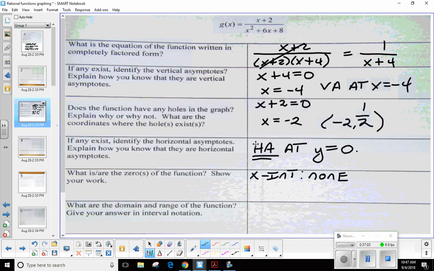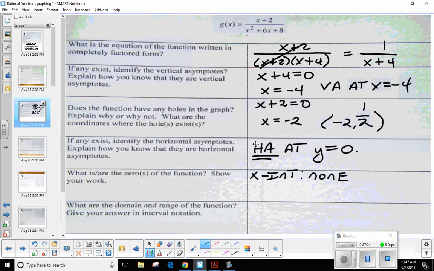Okay, but remember, just because the x-axis is the asymptote, does that automatically mean that we will not have an x-intercept? Remember, what did I say about the horizontal and the slant asymptotes? They don't exist around the origin. So it is very possible that could still happen.